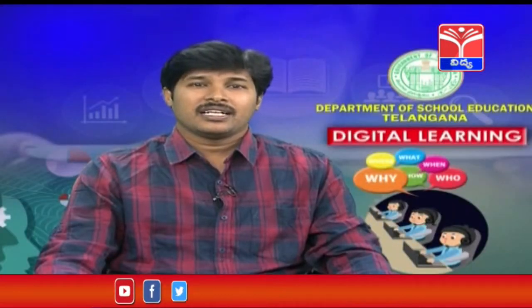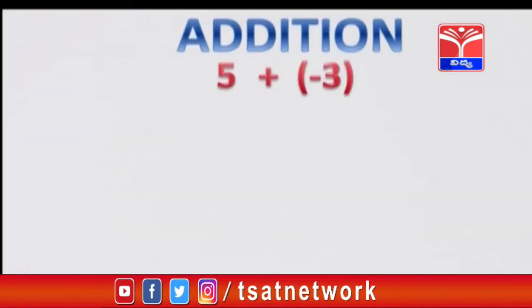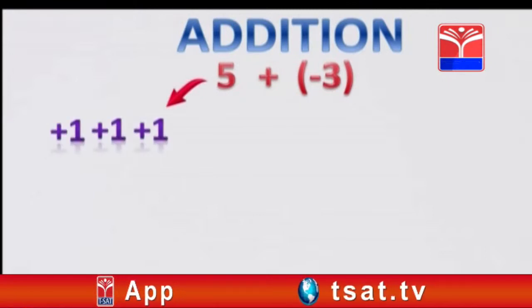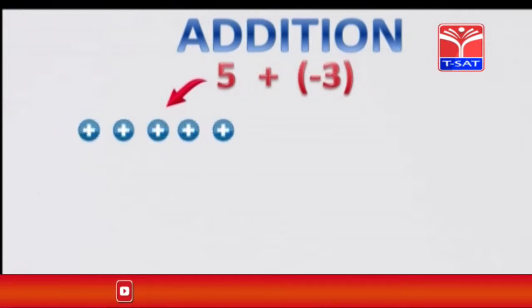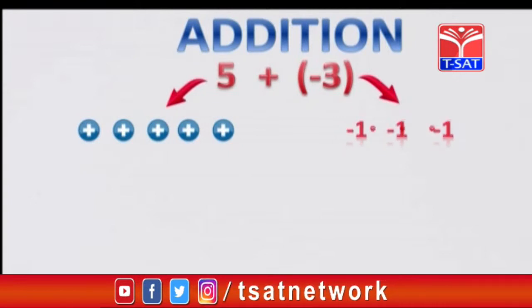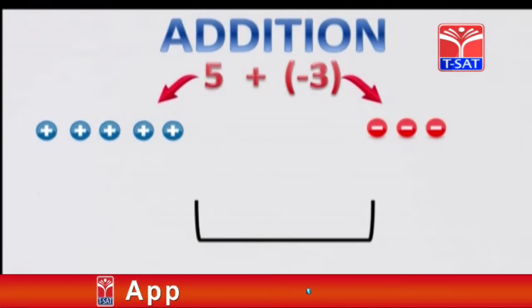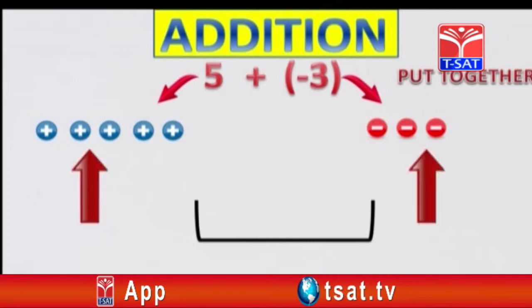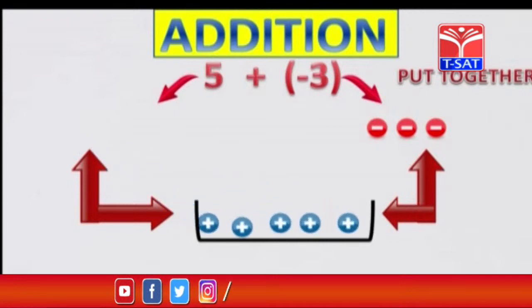Now let us take a problem. 5 plus -3. Here 5 means 5 positive ones, +1 +1 +1 +1 +1, that means 5 positive coins, and -3 means -1 -1 -1, that is 3 negative coins. And let us take a basket. As addition is nothing but putting together, we keep these positive coins and negative coins inside the basket.